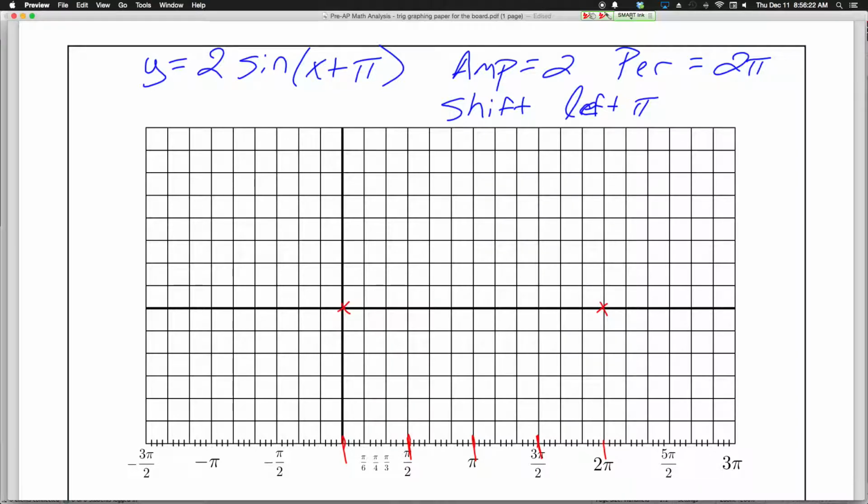So now I need to take care of my shift, and my shift tells me I need to go left pi. So that means I need to take both of those points and move them to the left pi. So instead of starting this one at the origin, if I go left pi, it now starts there. The other one, if I go left pi, now starts there.